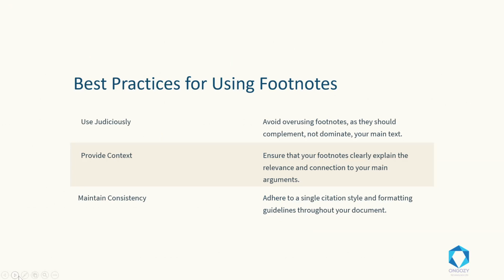What are some of the best practices? Number one, don't overuse the footnotes, and ensure they do not dominate your main text. Number two, provide context. Ensure that your footnotes clearly explain the relevance and connection to your main arguments. And number three, maintain consistency. Ensure that you adhere to a single citation style and formatting guideline throughout your document.